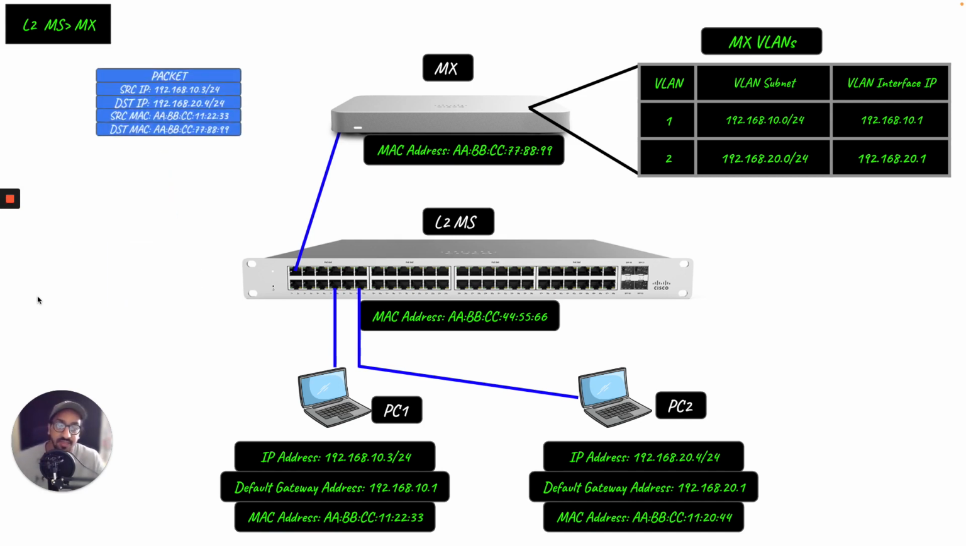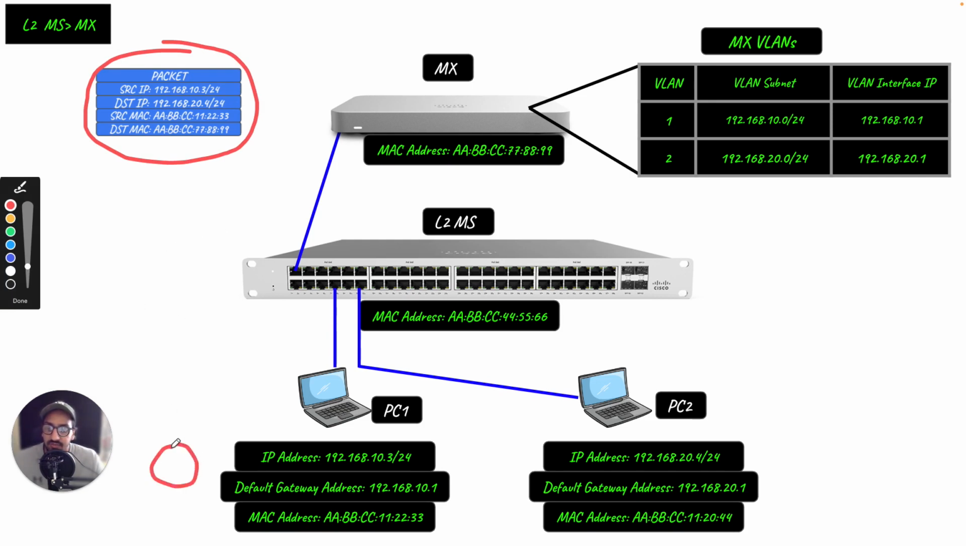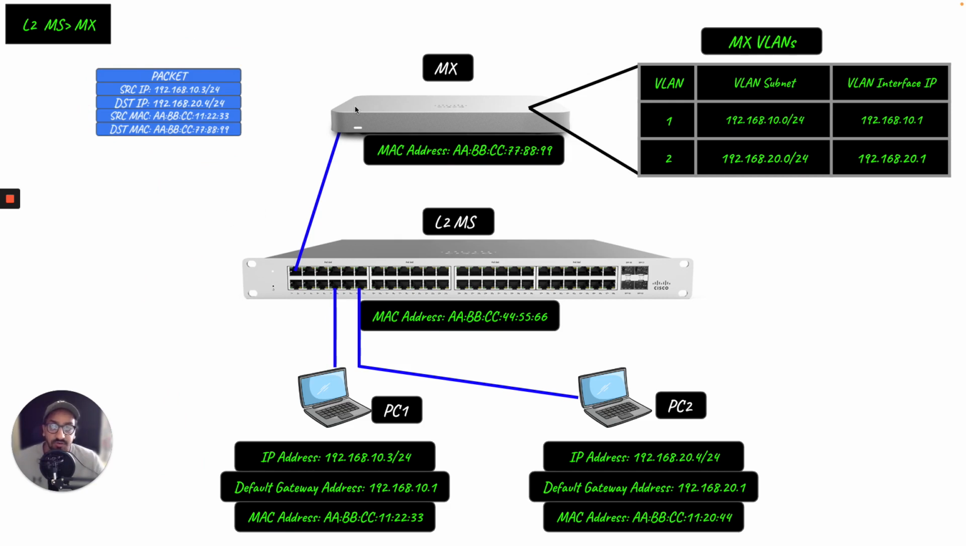The MX then receives the packet. But notice this packet has not changed since it was PC1. It's gone to the switch, and then it's come up to the MX, and the packet has not changed yet. Now the MX is going to process that packet, and something changes. It changes the source MAC address to its own MAC address, and the destination MAC address is now the MAC address of PC2. The IP addresses don't change.